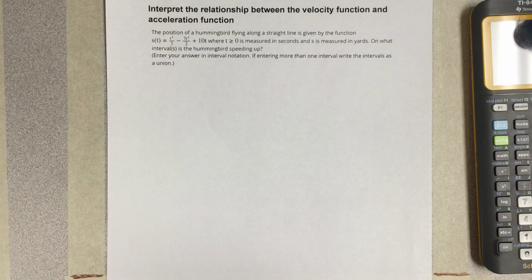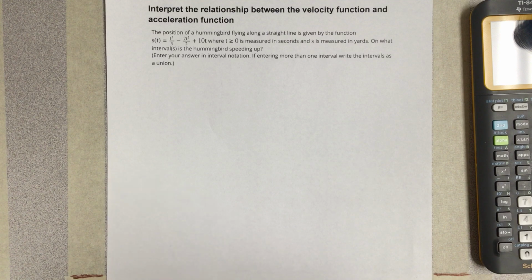In this video, we're going to interpret the relationship between the velocity function and the acceleration function. It says the position of a hummingbird flying along a straight line is given by the function s of t equals t cubed over 3 minus 7t squared over 2 plus 10t, where t is greater than or equal to 0 is measured in seconds and s is measured in yards. At what intervals is the hummingbird speeding up?